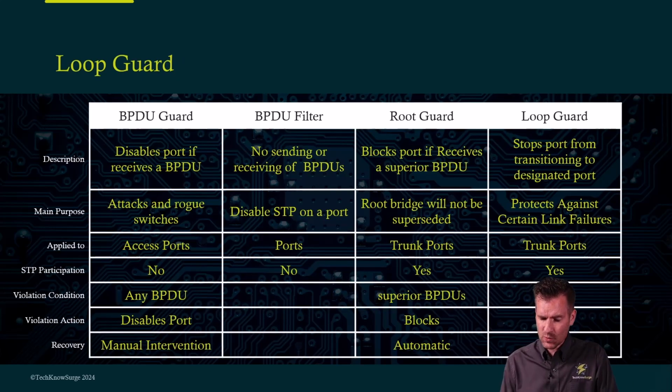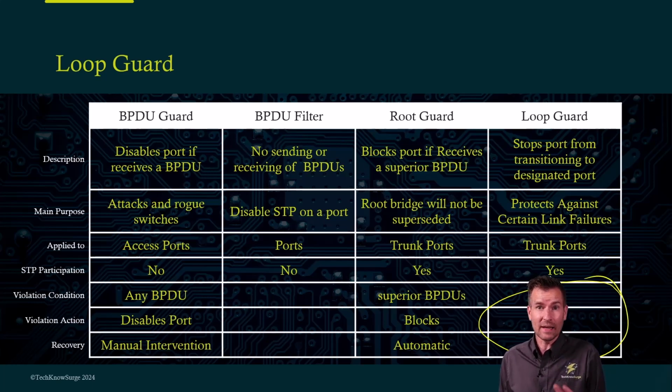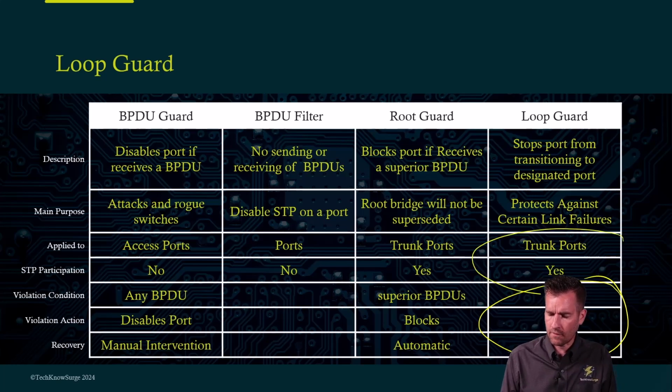So as you can see, there's really not any kind of violation that happens with this or shutdown. It's already in a shutdown state because it's a non-designated port, so it's not communicating across there. And this is really designed more for those trunk ports or those that are connected to other switches. And yes, this port is participating in spanning tree protocol. And it's just to protect against certain failures that can happen.